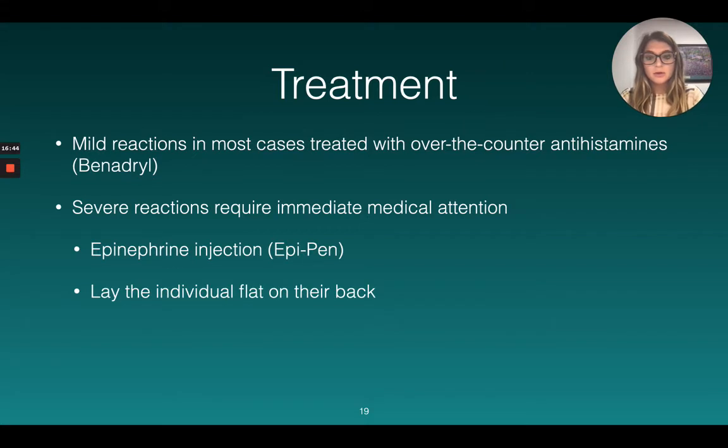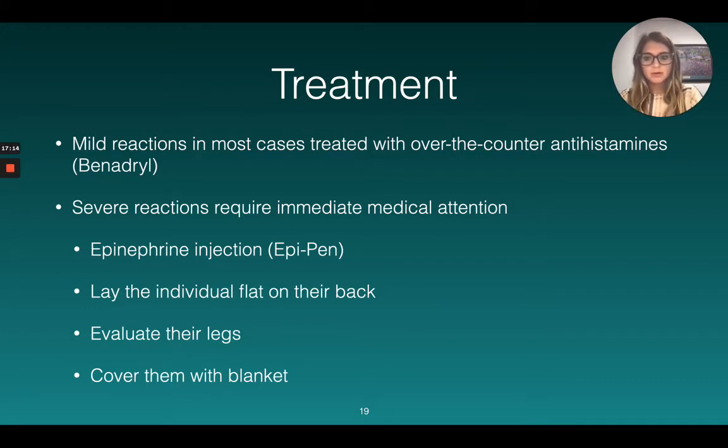And if an individual is going into anaphylaxis, it is important to have them stay relaxed. So lie the individual flat on their back. This is if they are unconscious and unable to respond. And you want to elevate their legs, and this is to keep blood flowing to their brain and to have blood that is not pooling in their legs. And then cover them with a blanket as well. And then, obviously, prior to this, calling 911, getting medical help. But these are going to be the components as you wait for medical personnel to arrive.